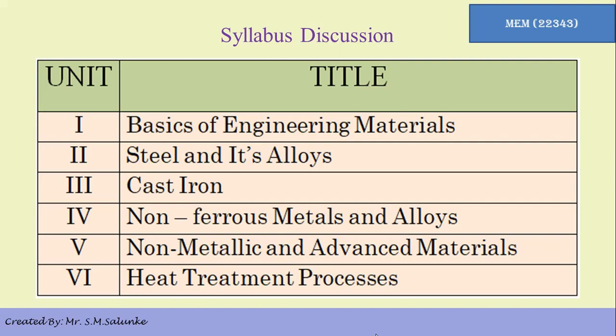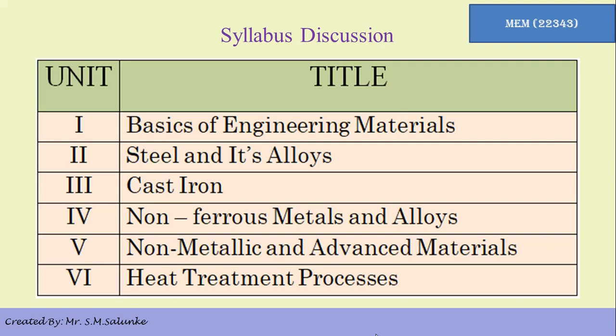Once you get a grasp of the different types of basic engineering materials, it will be easy to classify them depending upon their various properties. The next unit is steel and its alloys. After finding out the basic engineering materials, we'll go further into steel and its alloys: what exactly steel is, how its alloys are made, what their properties are, and where they should be used. Similarly, in unit number 3, we'll learn about cast iron.